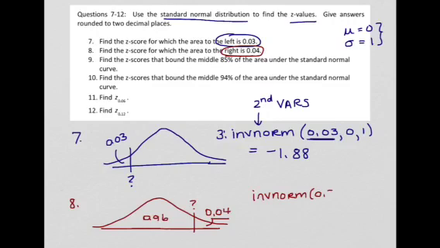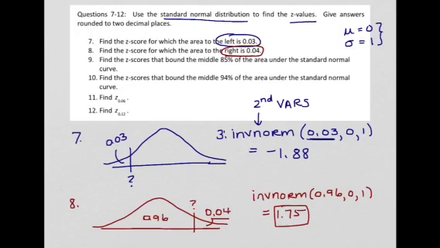So when I do this in the calculator, I do inverse norm of 0.96, and then of course the mean is 0, standard deviation is 1. If you don't have the stat wizard, you don't need to enter the 0 and 1. The calculator assumes that that's the default setting. And we get 1.75. So that's my answer for problem 8.